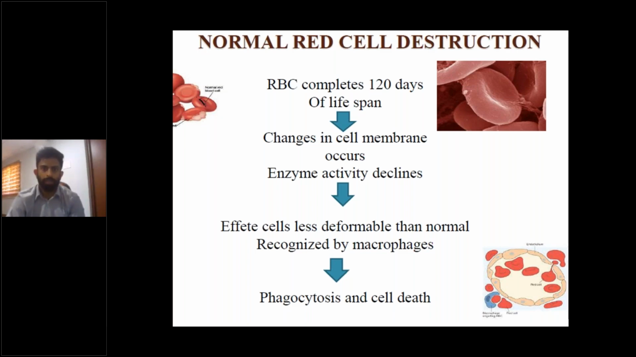When they become senescent, aged greater than 120 days, because of the change in cell membrane, the membrane permeability decreases and the enzyme activity declines, so there's no protection now. When they pass through these tiny blood vessels, they get more deformed, and that is why they get recognized by macrophages, which leads to phagocytosis and cell death. So that is the normal red cell destruction.